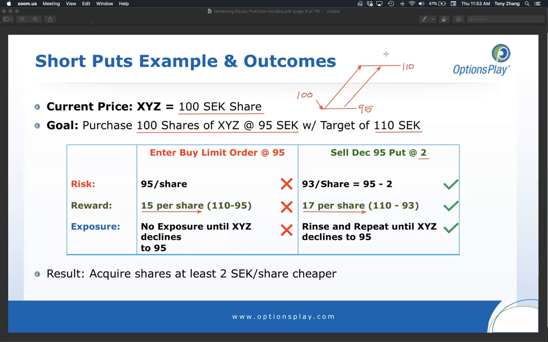So if, let's say, by the expiration date the stock does not decline to $95, you can sell another put at 95 crowns and collect another $2. So even though you never hit your order price, on the limit order side you get paid nothing. On the cash secured put side, you get paid income every single time it doesn't hit your order price. So if the stock never declines to the price that you want, at least you have an income stream on the cash that you're trying to buy the stock with, that you wouldn't have received if you had placed a limit order. And the goal here is to acquire your shares for at least two crowns a share cheaper, okay?